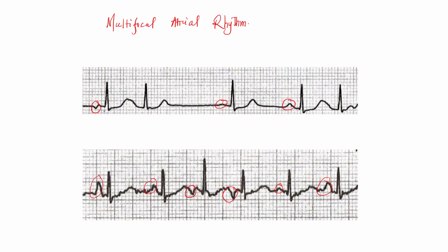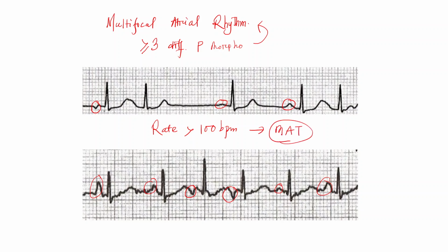Now, as per definition, if there are three or more different P wave morphologies, that is known as multifocal atrial rhythm. And if the rate is more than 100 beats per minute, that will qualify as multifocal atrial tachycardia, MAT. Anyway, we'll be studying more on this in the arrhythmia section.